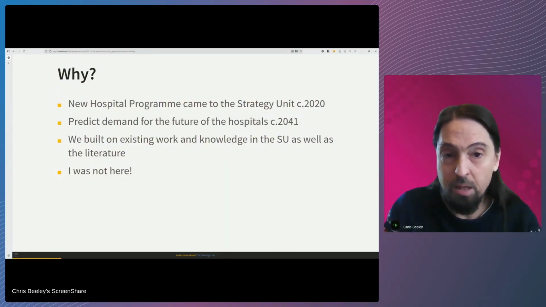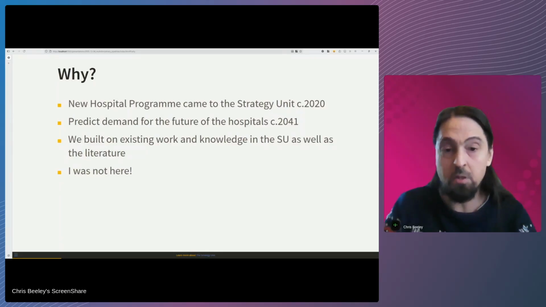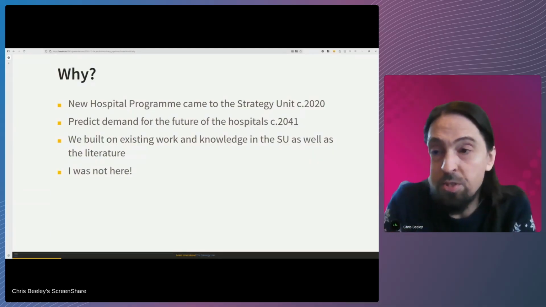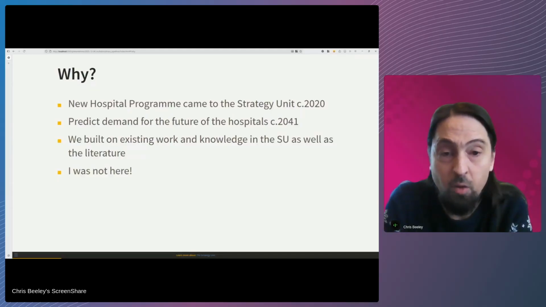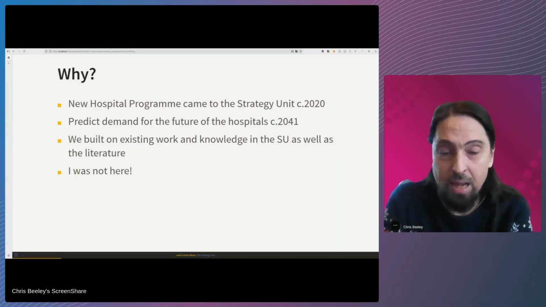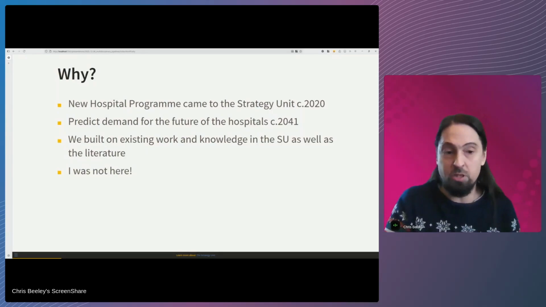So the new hospital program came to the Strategy Unit roughly in the year 2020. And the exam question was to predict demand in acute hospitals roughly in the year 2041, varying slightly, but that kind of range. There was existing work and knowledge in the Strategy Unit. There was obviously literature on this as well. And so the model was built on those foundations. I was not here when this project was conceived. My team only existed in the data sciencey bit. So I can't take blame or credit for that bit, but those are the origins.